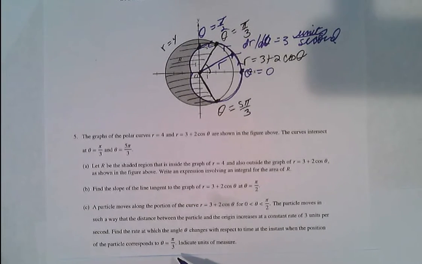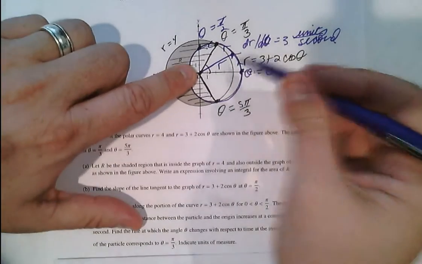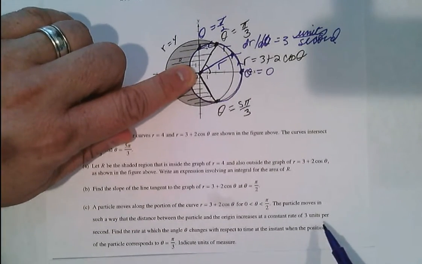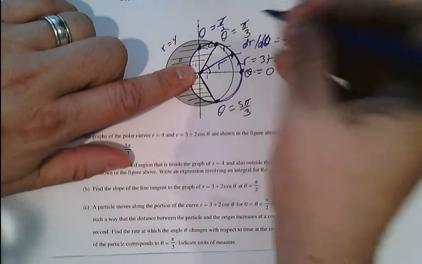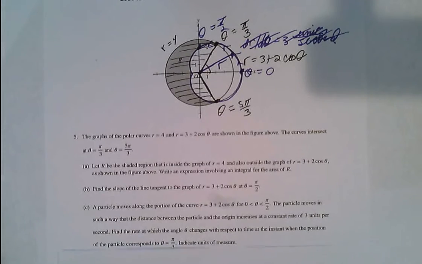I'm going to read that one more time. The particle moves in such a way that the distance between the particle and the origin increases at a constant rate of 3 units per second. That's where I blew it. I knew something was wrong. Sorry about that.